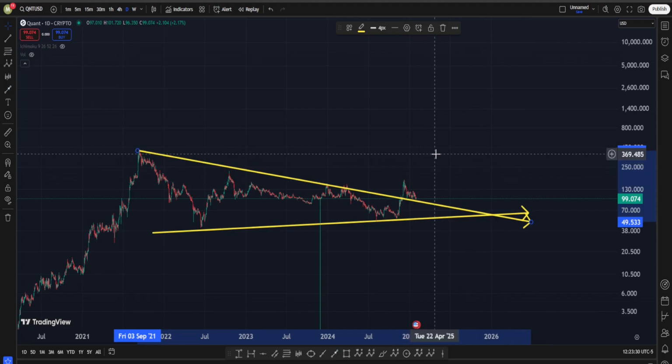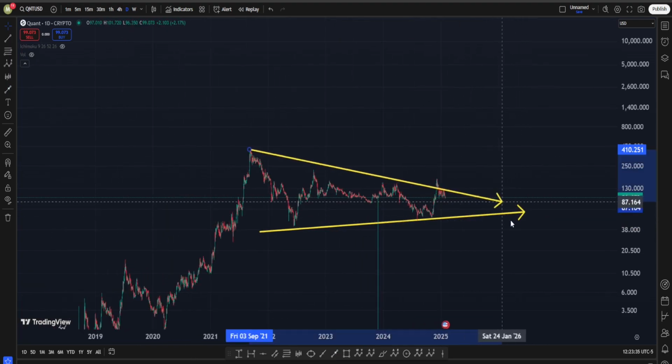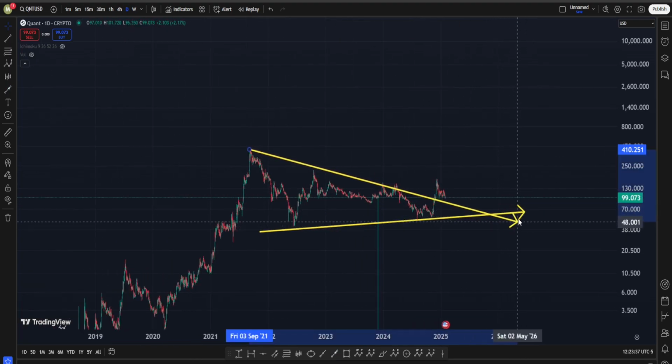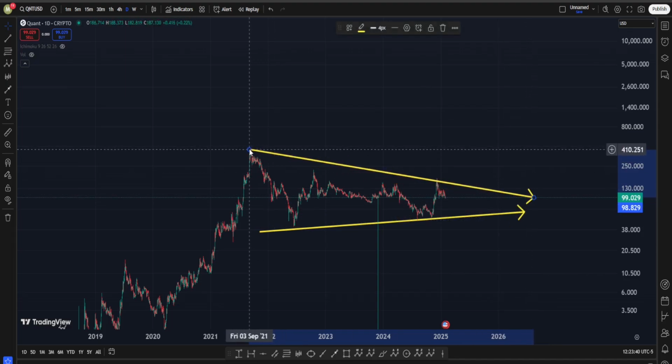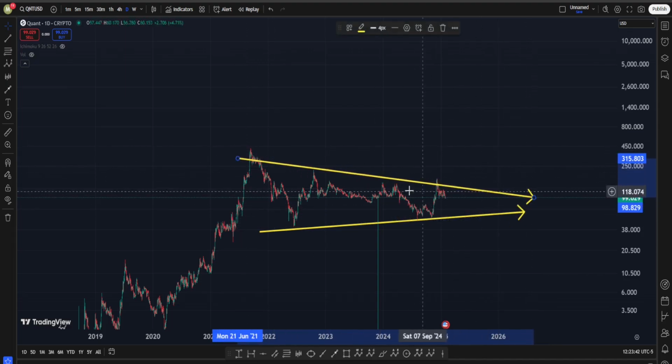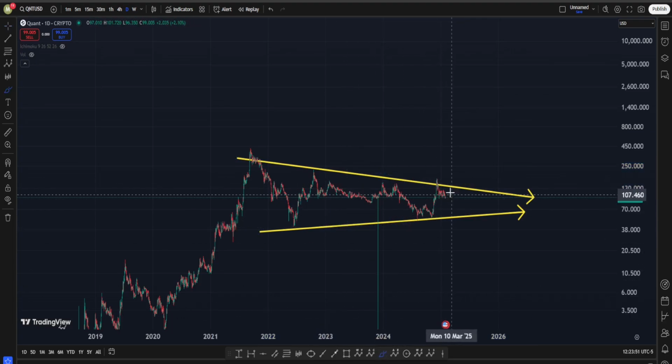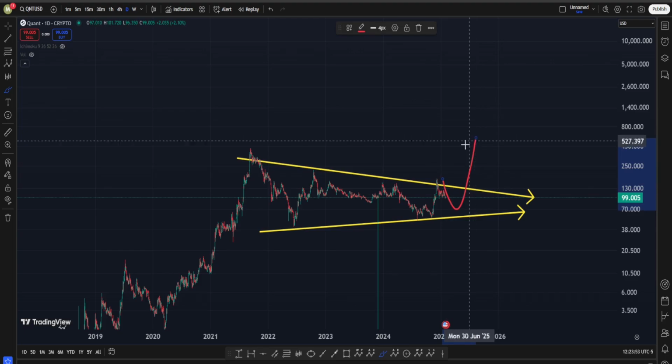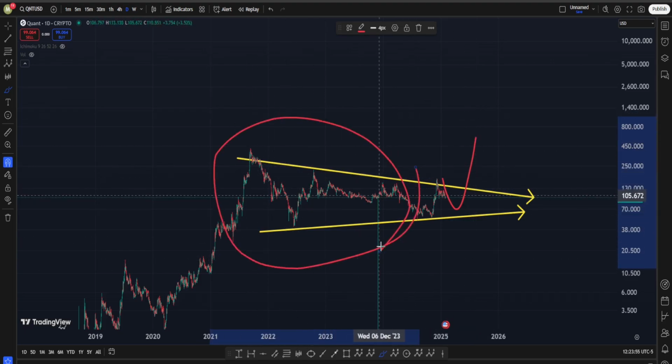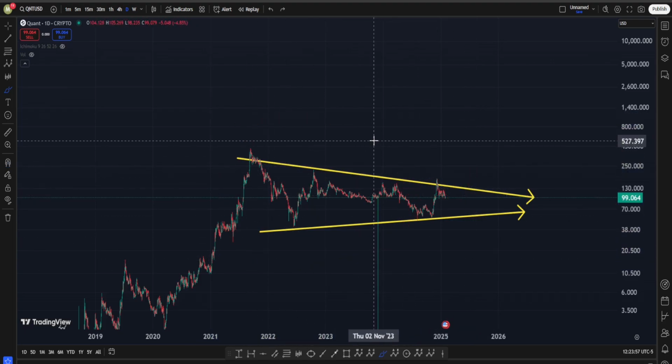There we go. And I told you, look, according to this line, you can say our triangle is broken. Or maybe if you want to do this, there we go, you can say we are on our way to complete this triangle structure and soon we are going to get the big breakout. And I told you, if you want to go according to this bullish pattern, the target for it in that case is going to be somewhere around $600 plus.